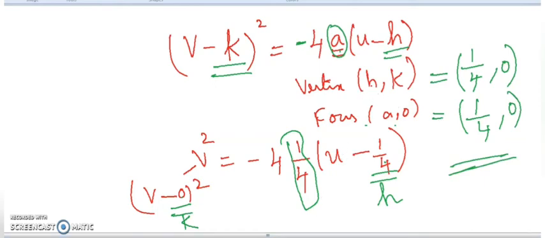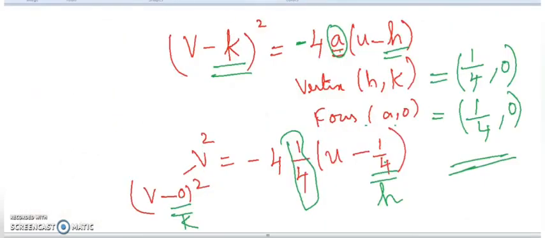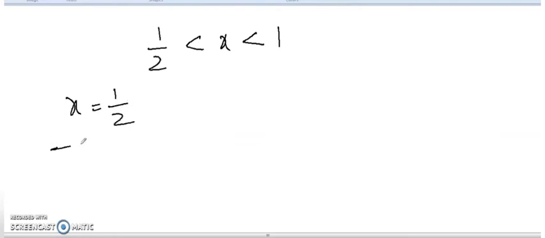So this gives the vertex and the focus. Now we'll go to the next x value, that is x is equal to 1. What is our question? Our question is 1 by 2 less than x less than 1, so x is equal to 1 by 2 is the first case.